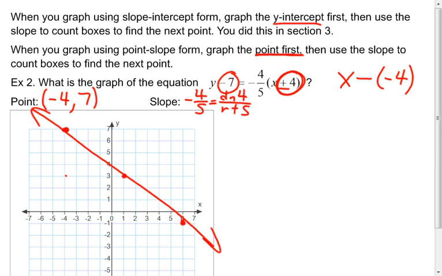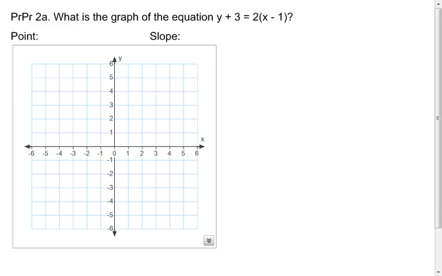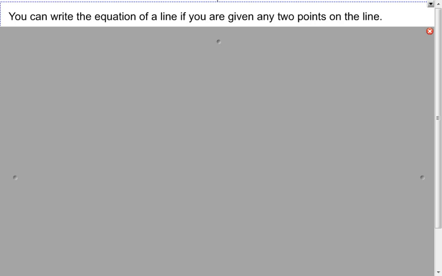So, graph your point first, then use your slope to figure out where your next dot or two are supposed to go. Okay? The trick here, people are going to forget that you need to use the opposite of what's there when you're trying to figure out what your point is. Here's one for you, and another one for you.